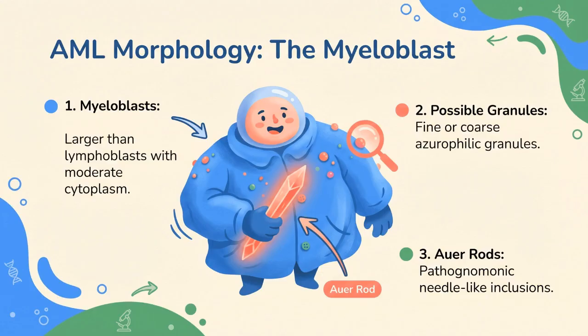What's particularly important is that these myeloblasts may contain granules, ranging from fine to somewhat coarse, providing an early clue to their myeloid lineage. But the real game changer, the definitive marker we actively seek, is the presence of our rods. These needle-like inclusions are almost exclusively found in myeloid cells and are a strong indicator of AML. While not every myeloblast will have them, their identification is a critical diagnostic finding.